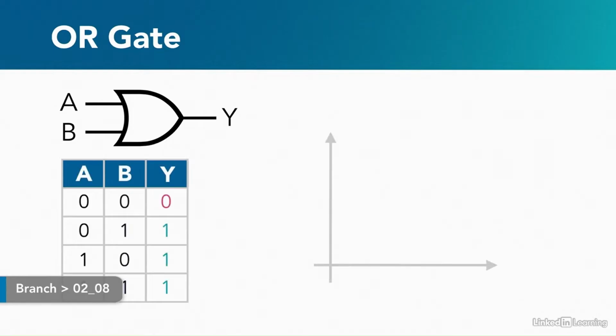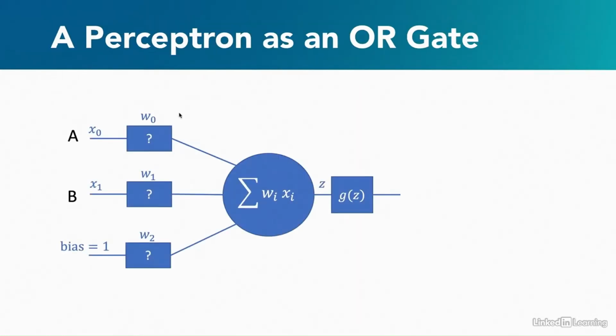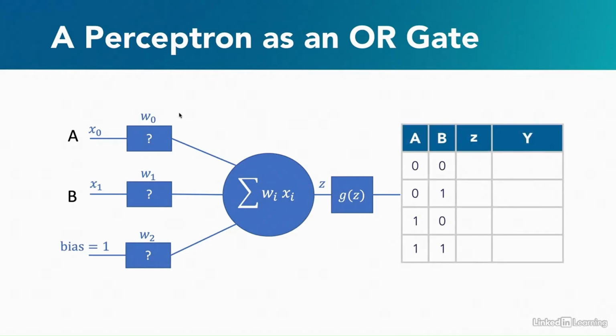Ready for your next challenge? Your task is to make your perceptron behave as a two-input OR gate. Here's the truth table for the OR gate, and this is what the classification problem looks like. So to be clear, what you need to do is come up with a combination of weights that will make the perceptron behave as an OR gate. It may help to fill out the Z column of this table first. Remember, you want a negative sum whenever you want the output to be 0, and a positive sum for 1. Go ahead and tweak the code to test your new OR gate.